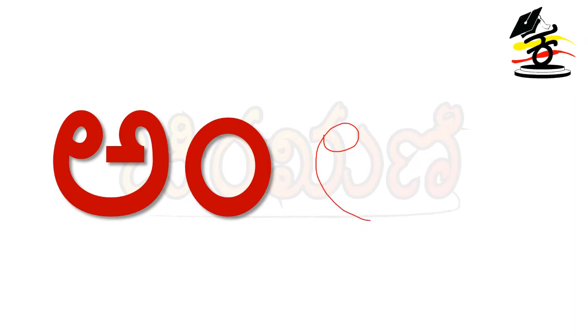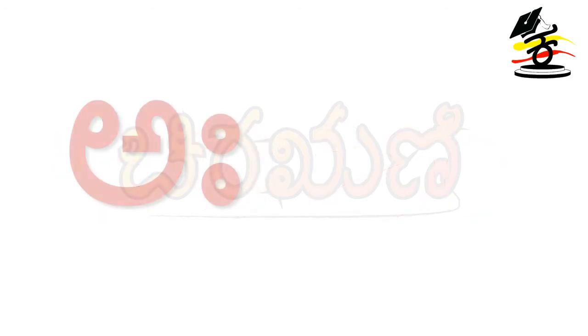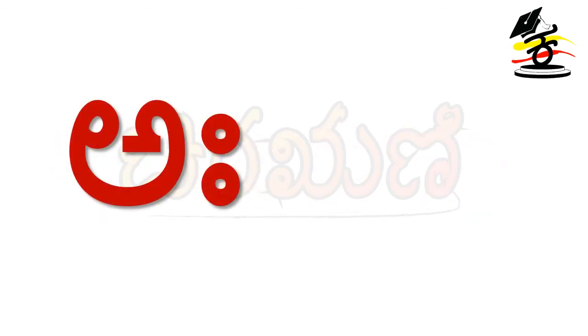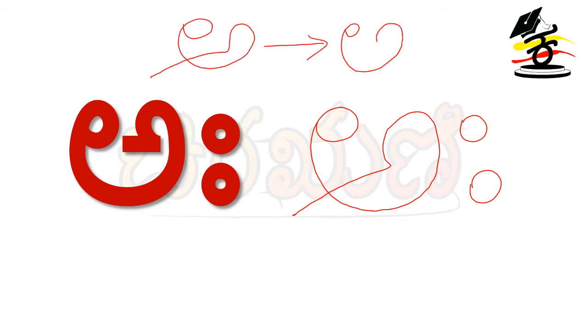You write A and a zero or a circle next to it. And this is aha, and this is how you write it. So we are done with A to aha. Fine. These are the vowels. I can say these are the vowels of Kannada.